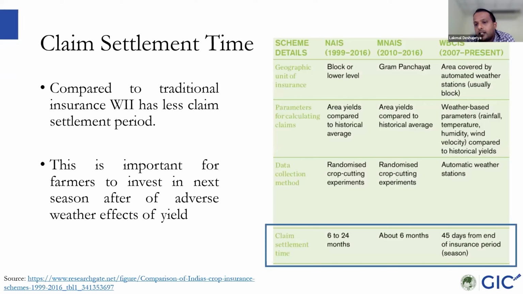Another key point about weather index insurance is that, compared to traditional insurance, the claim settlement period is very low. It's a few weeks, compared to a few months in traditional insurance schemes. So if some disaster happens in a particular season, farmers can get the claim and invest in the next season. So this claim settlement period is pretty low, and that makes it very attractive.